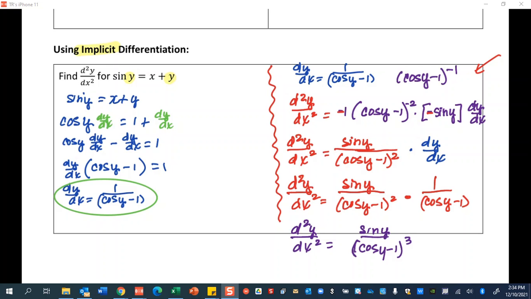Isn't that cool? So this can be substituted in for what we wished we had. We're like, I wish I knew what dy dx was. Well, look at that. There it is. And it happens to be something that I can simplify. How very cool is that?